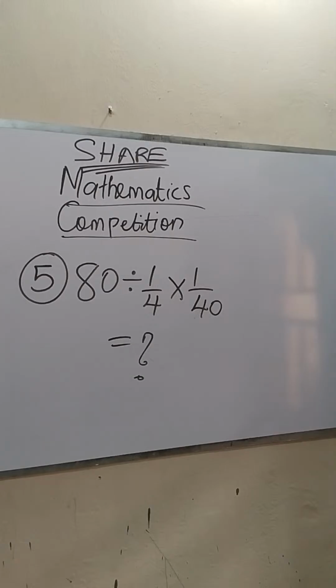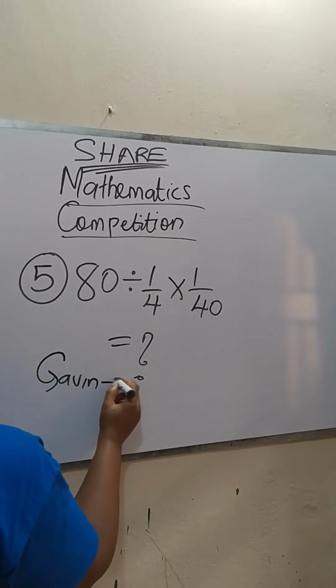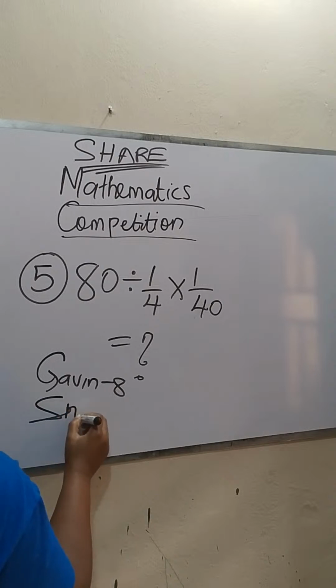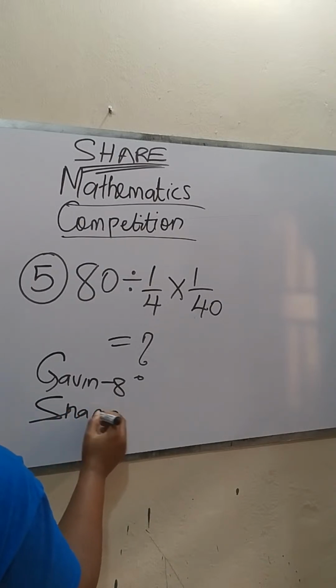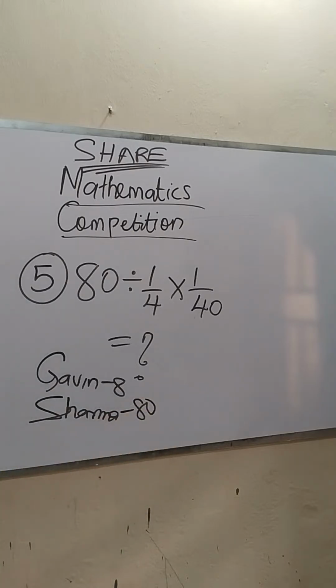So Gavin says 8. All right. Please, more answers. Okay. Shama, 80. More answers, please. If you know the solution, please drop your answer.